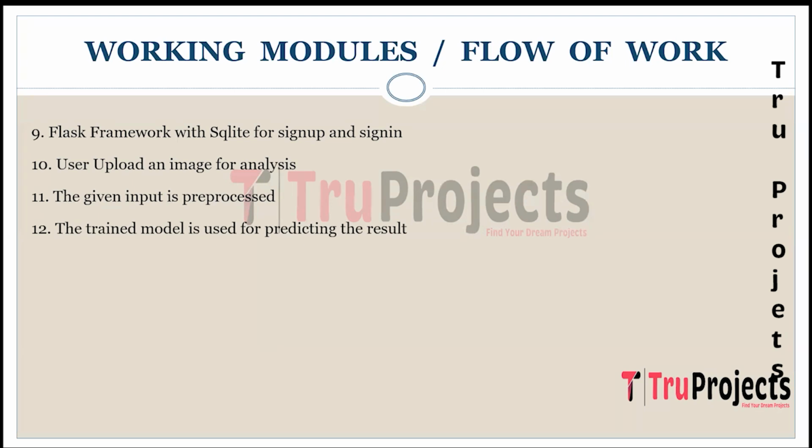The trained model is used for predicting the result. The pre-processed image is input into the trained deep learning model to predict whether the image contains a brain tumor. If so, it will predict the type of tumor.